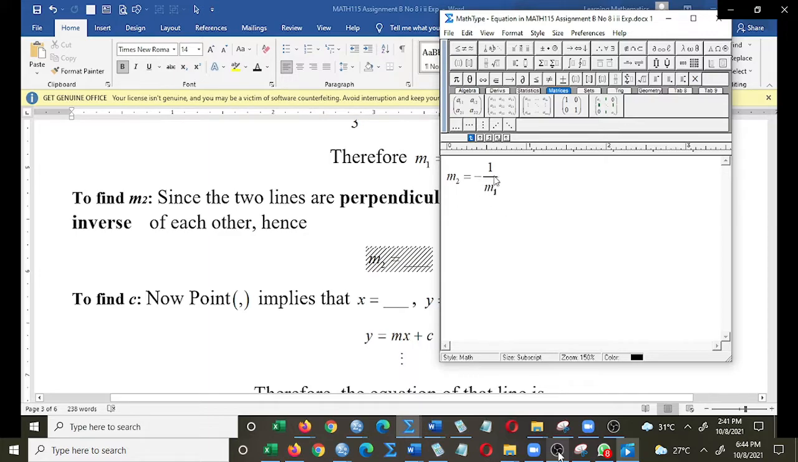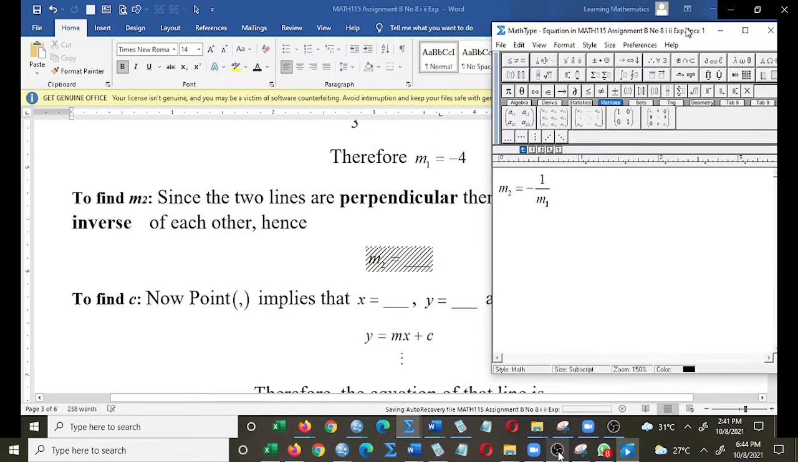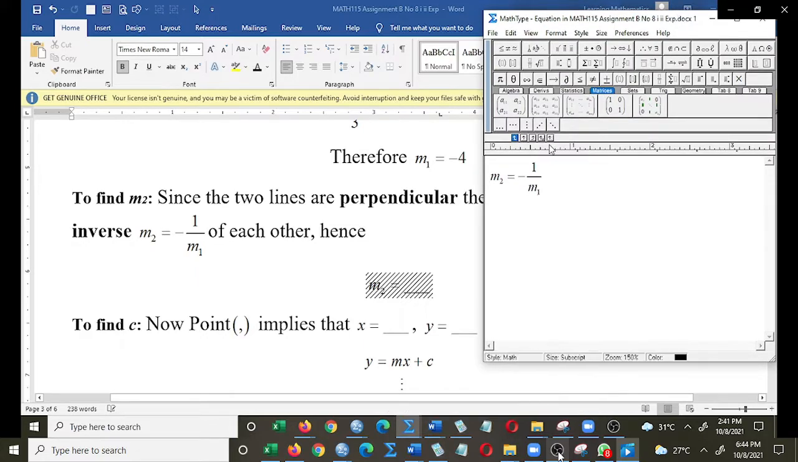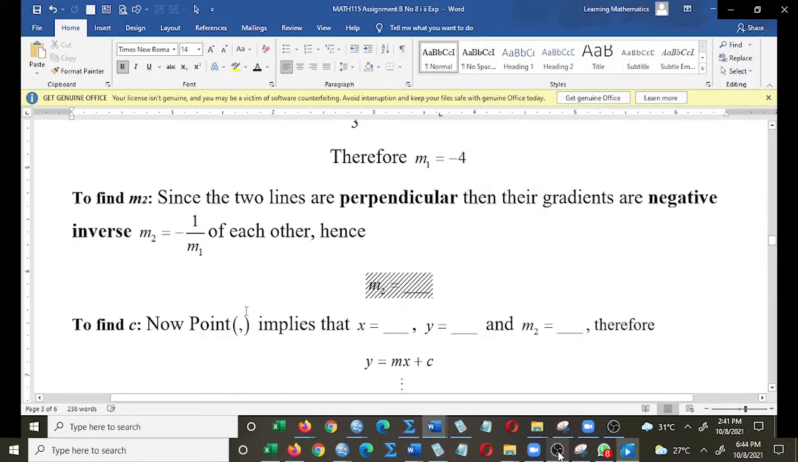Okay, so you'll have a first equation, you'll have a first gradient already. So to find the other gradient, if they are perpendicular, is negative 1 over the first one you had. What is the first gradient we have? -4. We have a negative 4. And to find the new gradient, we have to do a negative 1 inverse. How do we do a negative 1 inverse?